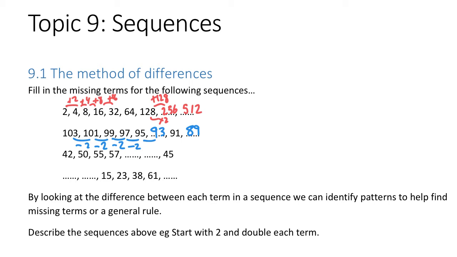The third one then, 42 to 50. To get from 42 to 50, you add on 8. 50 to 55 is add on 5. 55 to 57 is add on 2. Now what we can see about this sequence, it goes 8, 5, 2. So we're taking away 3 each time.